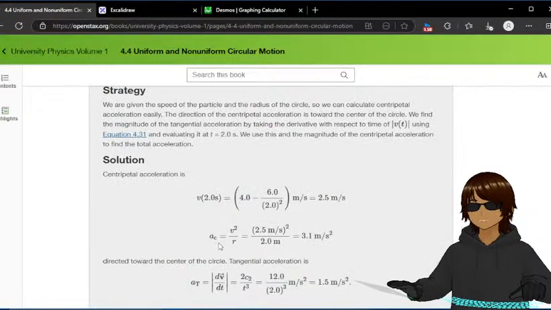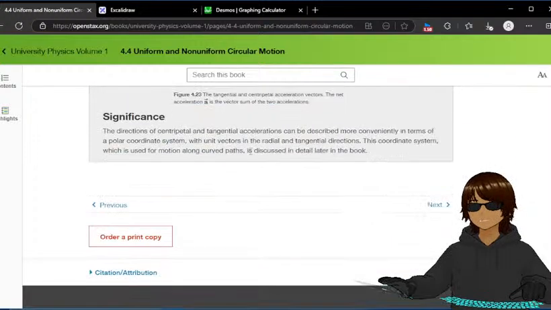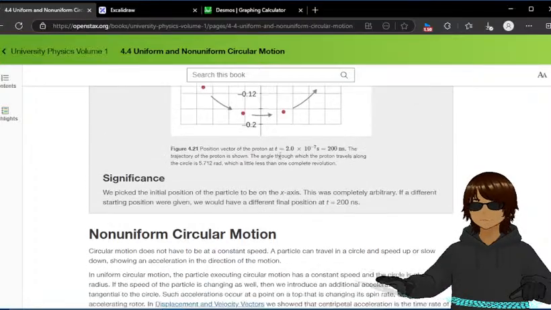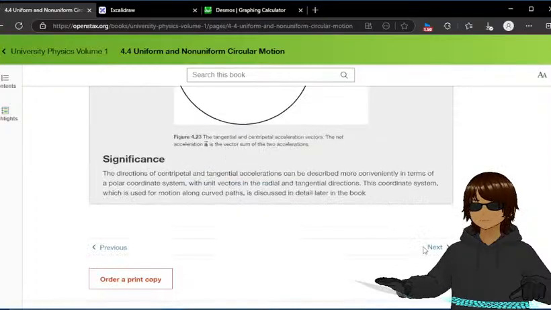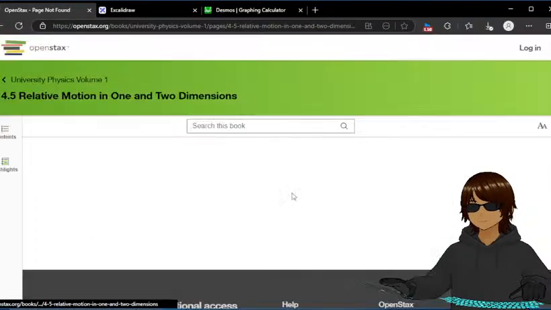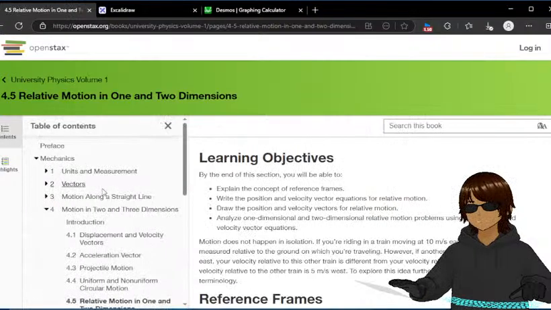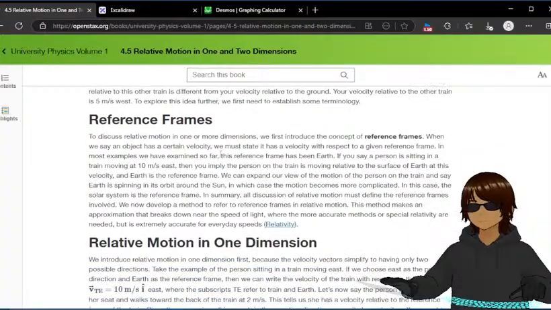Okay, they got the centripetal one, and then they calculated this. Okay, I need to understand the last bit, why they're using this function here. Okay, I need to leave. I will just read this and then I will leave.